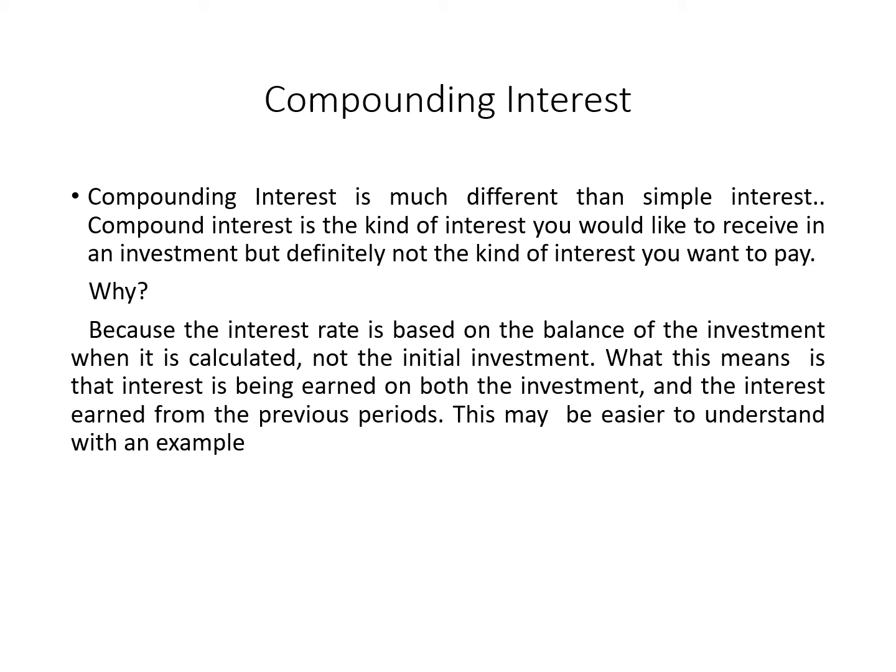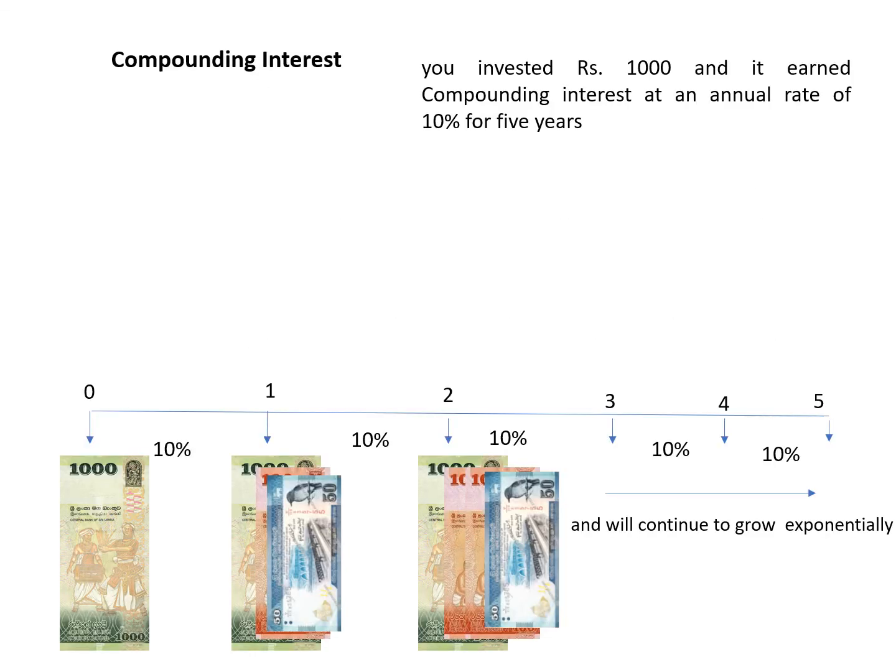This may be easy to understand with an example. Let's say you invested Rs 1000 for 5 years at a compounding interest rate of 10%. At the end of the first year, your investment would be worth 1100 rupees because it earned 10% interest on Rs 1000. At the end of the second year, your investment would be worth 1210 rupees. This means that it earned rupees 110 in interest the second year, which is different from the rupees 100 in interest earned in the first year. Why? Because in the second year, your investment earned 10% interest on the initial investment and 10% interest on the rupees 100 interest earned in the first year.